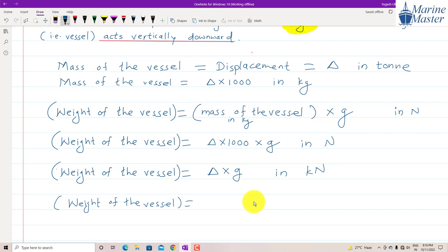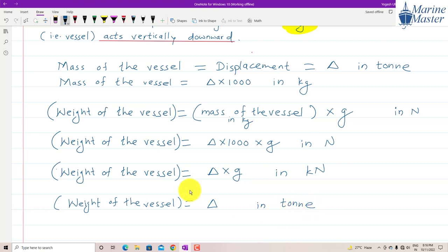So instead of writing in kilonewton, what are we going to do for the weight of the vessel? We are going to remove this G, and then we just denote the weight of the vessel by the symbol delta, and the unit of weight of the vessel will be in, sorry, not Newton, it is in ton.